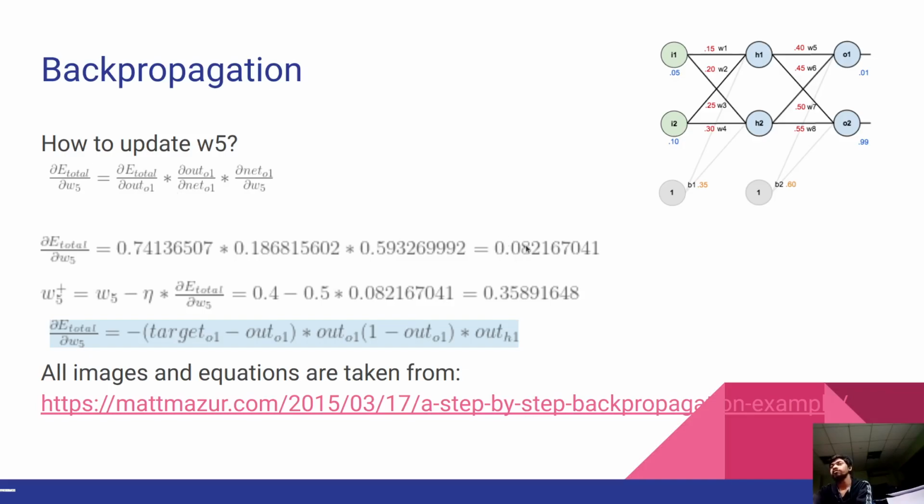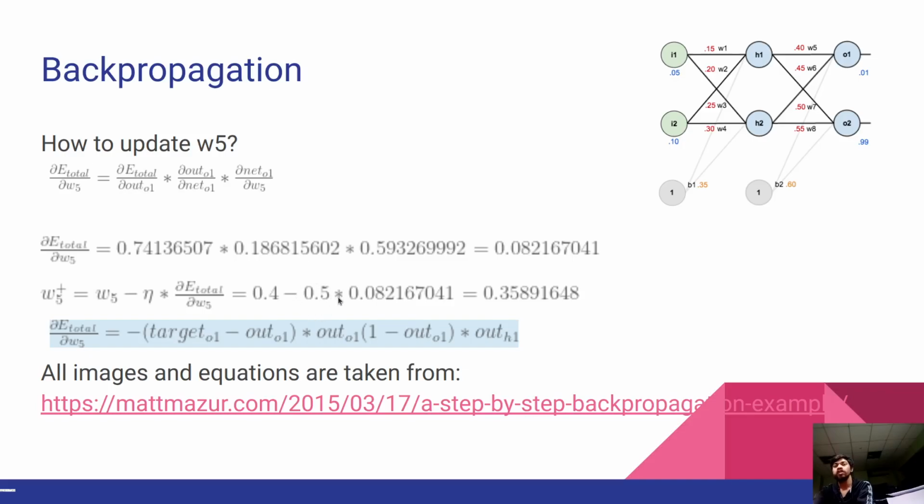Okay. And how do we calculate the weight then? W5 plus, this means the weight of W5 on the next iteration. So what will this be? W5 minus the learning rate, and then we have to give this value. So suppose, what was W5 earlier? W5 earlier is 0.40, right, and we are assuming the learning rate is 0.5.